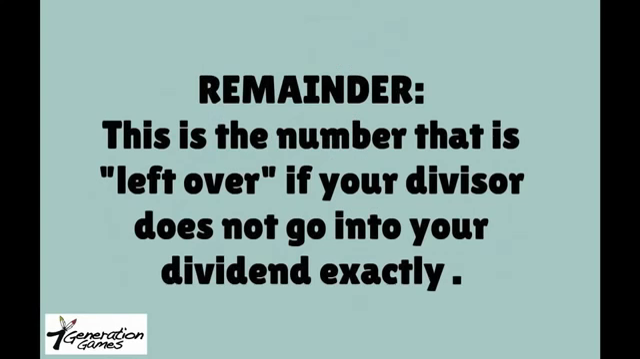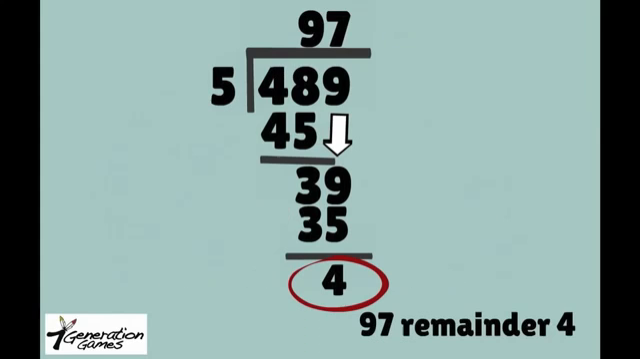With some problems, you will have a remainder. This is the number that is left over if your divisor does not go into your dividend exactly. Let's take our problem we just solved, but we'll change 485 to 489. Again, 5 goes into 48 9 times. Bring down the 9 next to the 3. 5 goes into 39 7 times. 39 minus 35 leaves you with 4. In other words, 4 is your remainder.